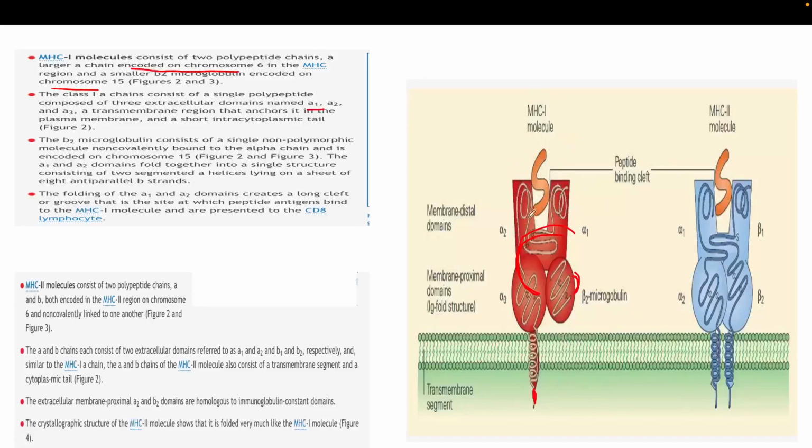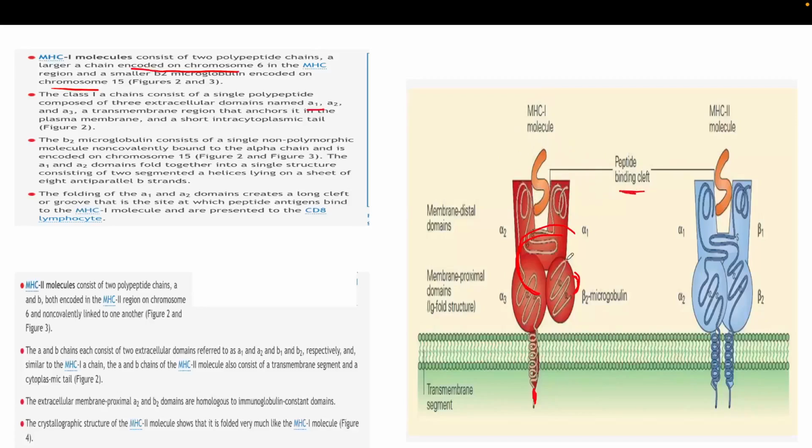Why is it highly polymorphic? Because it is the only region which is going to interact with different kinds of antigen. So that's why this alpha 1 and alpha 2 is highly polymorphic in nature in case of the MHC1 molecule, and it makes the peptide binding cleft.